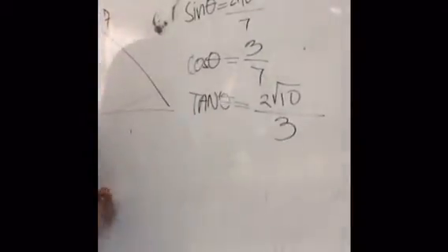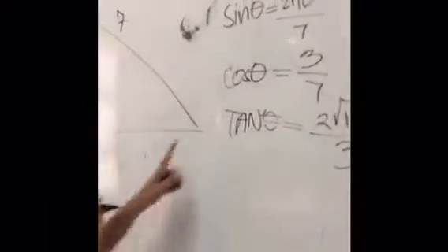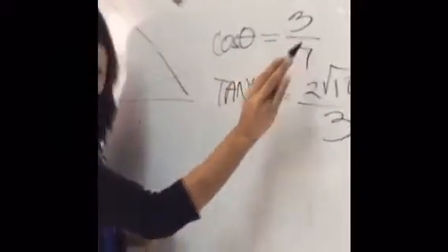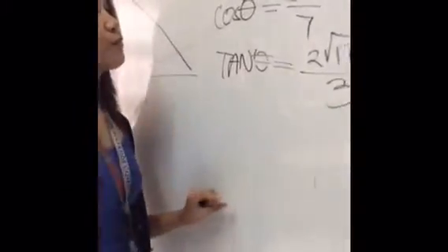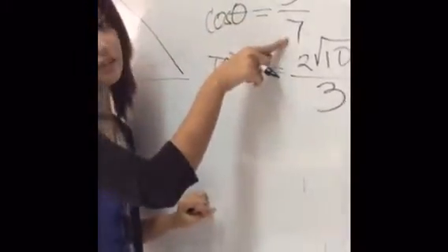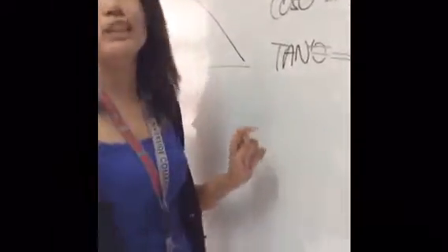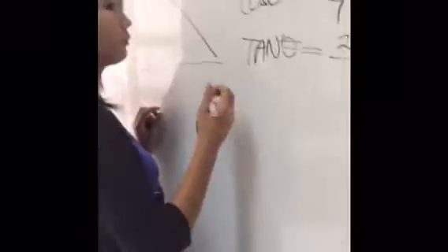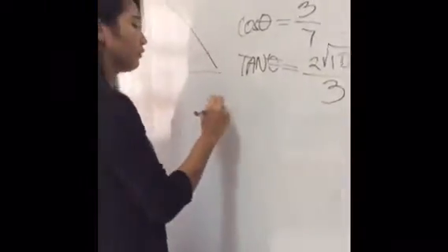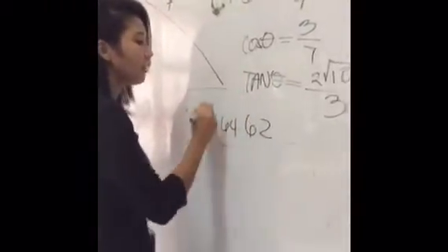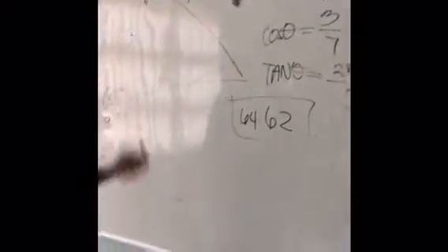Then let's solve the cosine theta. Cosine theta is equal to 3 over 7. In the calculator, we must press 3 over 7 equals, press shift, then cosine, and that would be the answer. And the answer is 64.62. Then, to find the other angle, we must subtract.